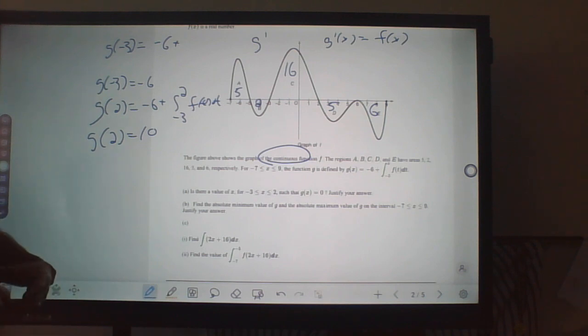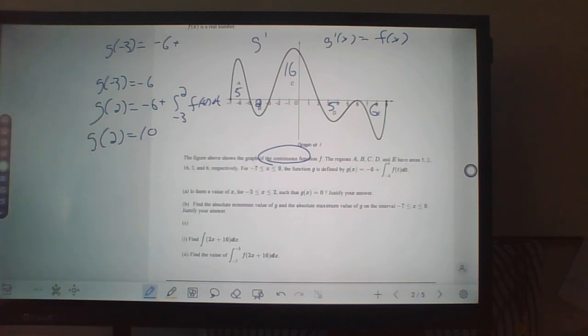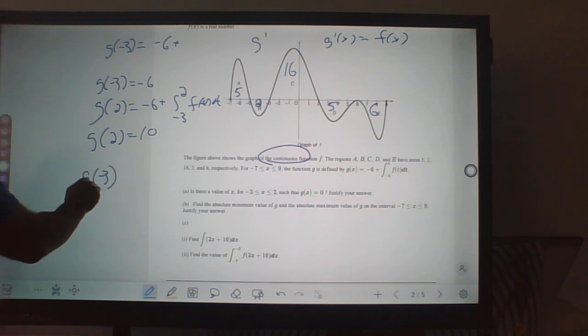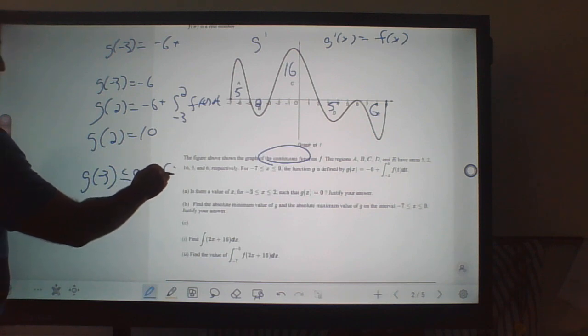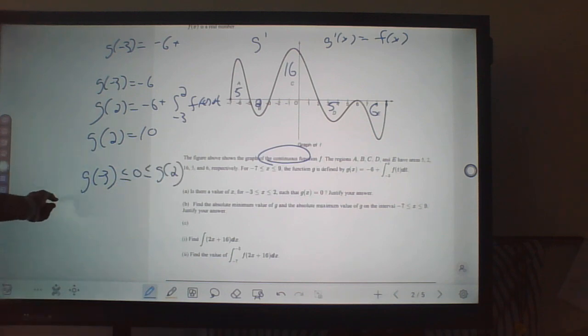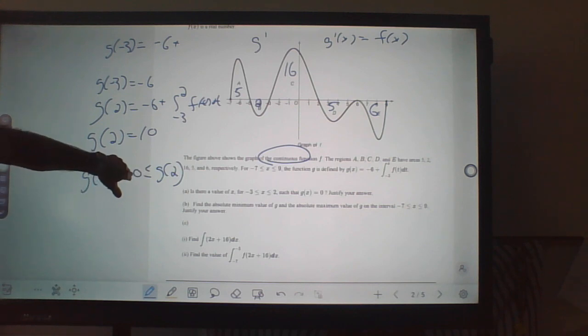Now, as you're writing this up properly to get all the credit, you do need to mention that it's continuous to use the IVT. You do need to mention the IVT, and somewhere in there, I would probably want to write g of negative 3 is less than or equal to 0, is less than or equal to g of 2. Just kind of wraps it up, puts a bow on the box, and I would recommend having that somewhere.